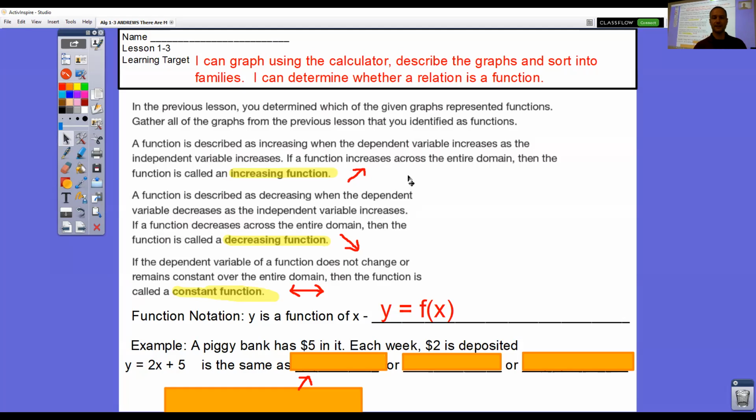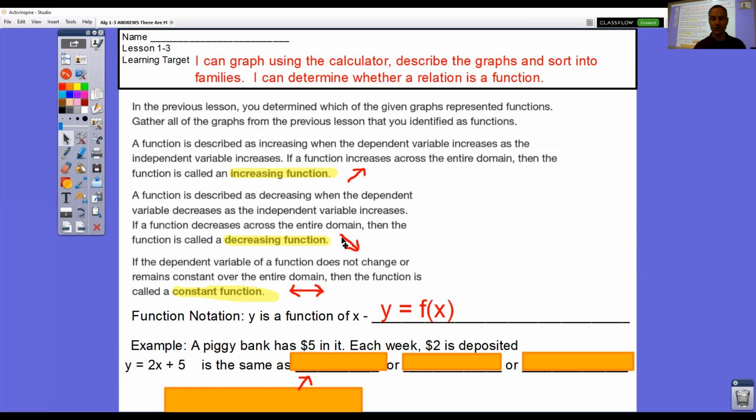So in the previous lesson, we determined which of the given graphs represented functions. It was either yes or no, depending on the vertical line test. So what we're looking at today is more the characteristics of the graphs. First of all, an increasing function. An increasing function, as you read the graph going from left to right, goes up as we go from left to right.